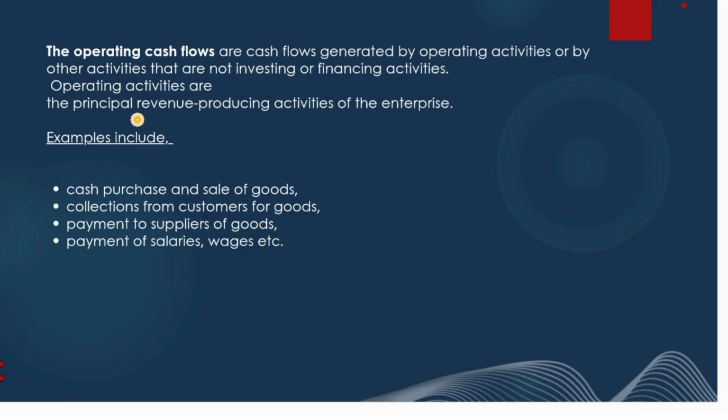Here, operating activities are the principal revenue producing activities of the enterprise, the core business of the enterprise. For example, a cash purchase and sale of goods, as in our case, product A. Collection from the customer for the goods: you have sold something to the customer and collected the amount, so that is under your operating cash flow only.